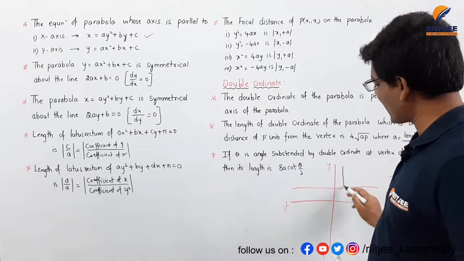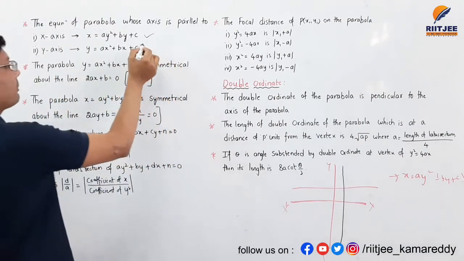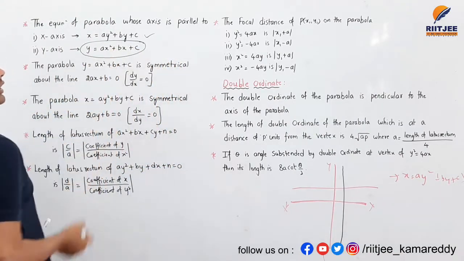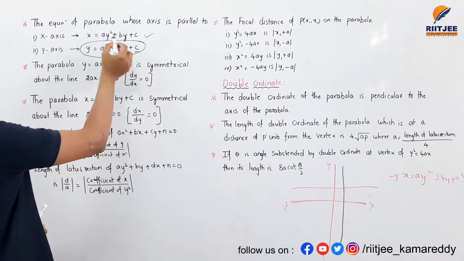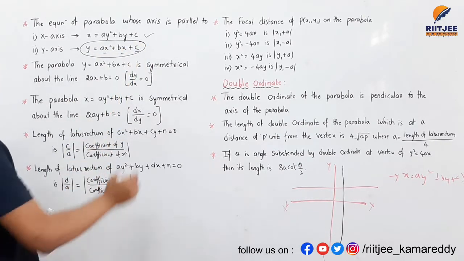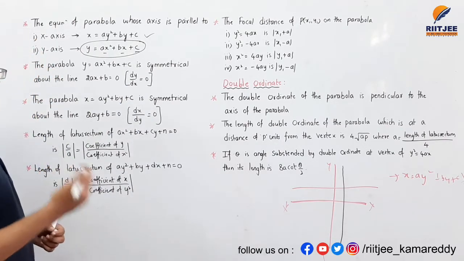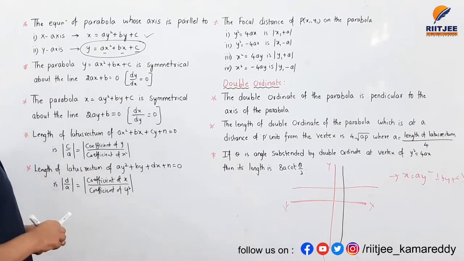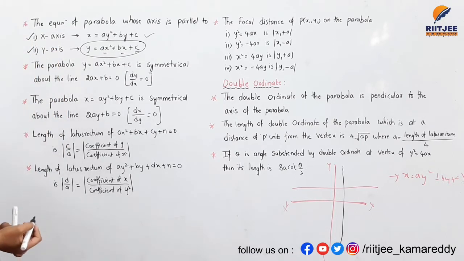In the same way, when the axis is parallel to the y-axis, then the equation of the parabola is y is equal to a x square plus b x plus c. Here y square plus b y plus c, here it is in the form of a quadratic. This is the parabola equation when the principal axis is parallel to the x-axis and when the principal axis is parallel to the y-axis.